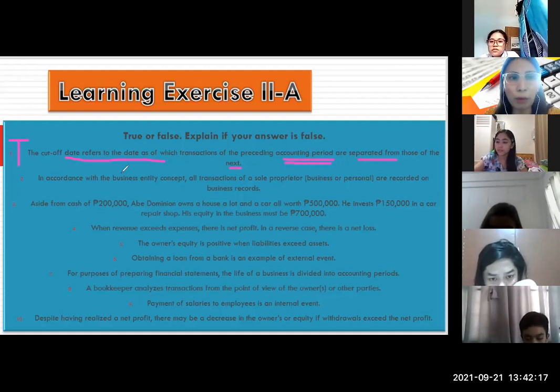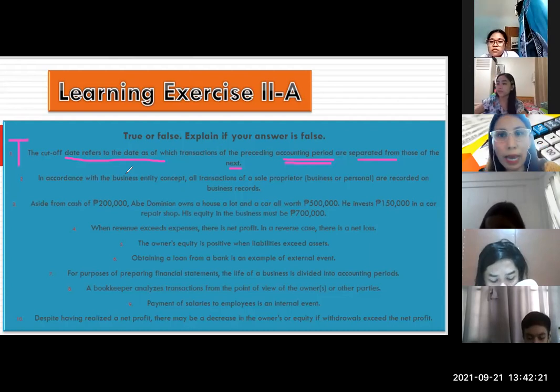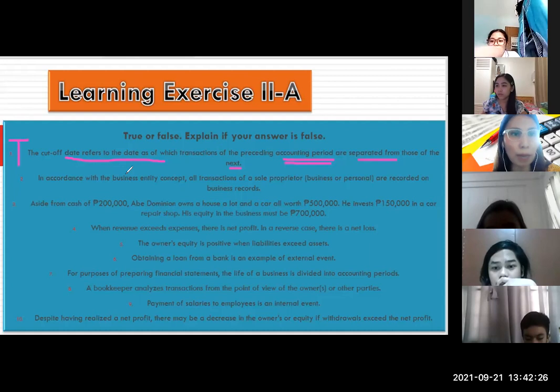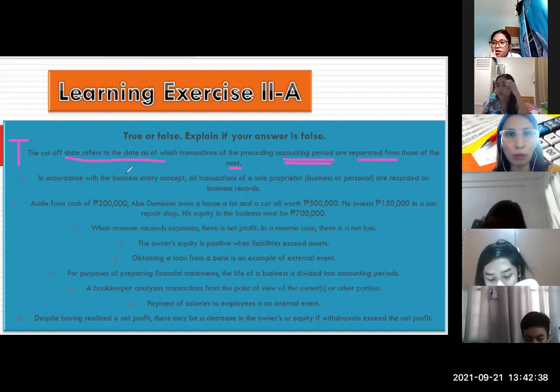Next, number two. Anyone wants to answer number two? Yes, Miss Gabby. Basahin ko muna. Sige po. In accordance with the business entity concept, all transactions of a sole proprietor, business or personal, are recorded on business records. True or false? So, true or false?